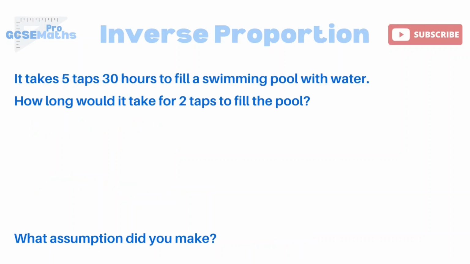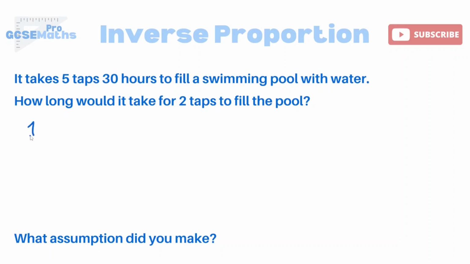So now let's have a look at another one. It takes 5 taps 30 hours to fill a swimming pool with water. How long would it take for 2 taps to fill the pool? So again, you kind of think, oh, okay, 5 is not a multiple of 2. It's a little bit more complicated than that. But you think, oh, well, the number of taps has got smaller, so the 30 hours should get smaller. But no, right? If you've got fewer taps but the same swimming pool, it's going to take longer, isn't it? It's going to go the opposite direction.